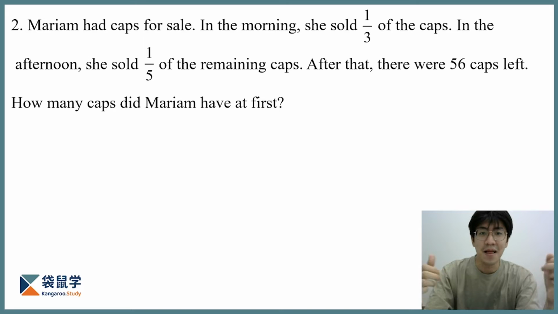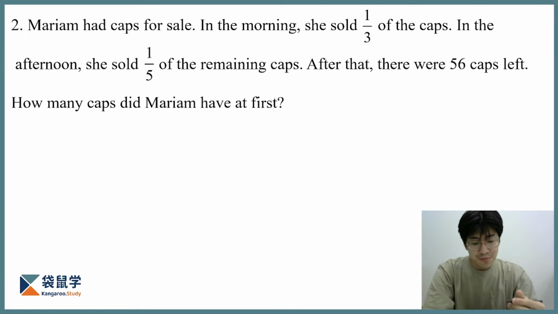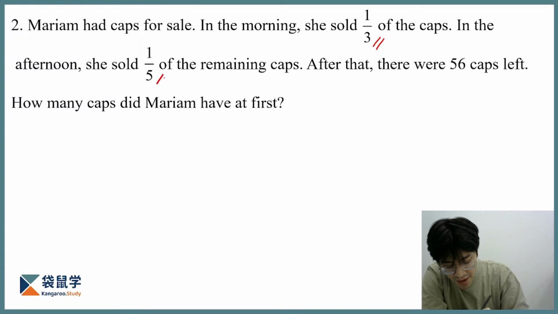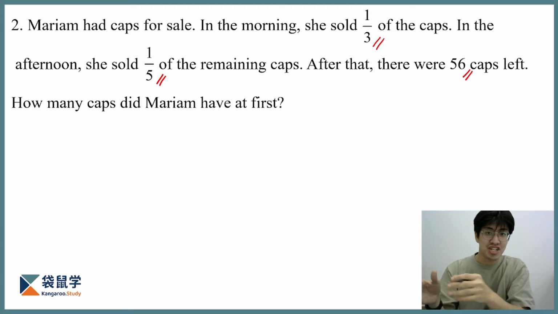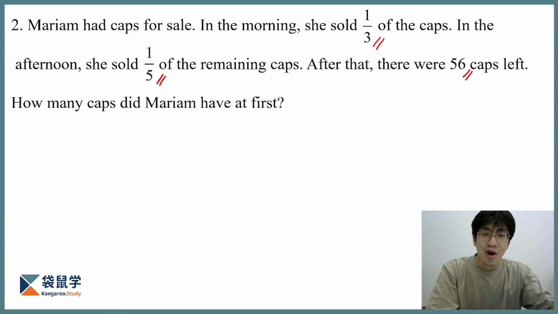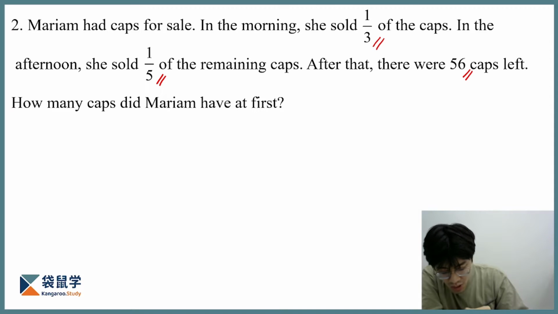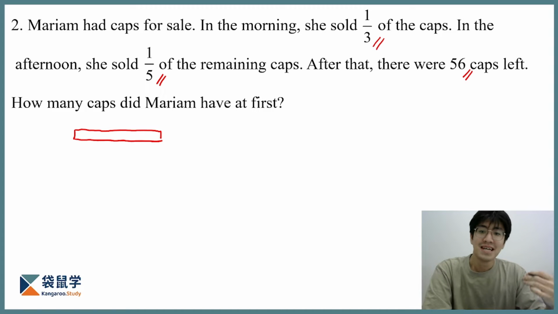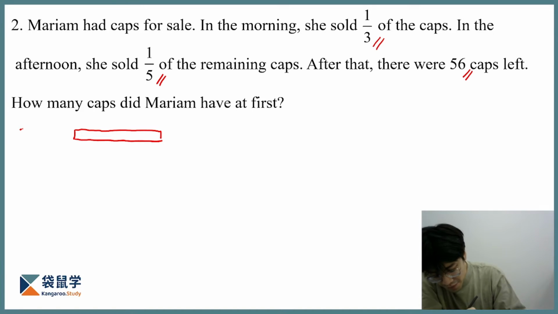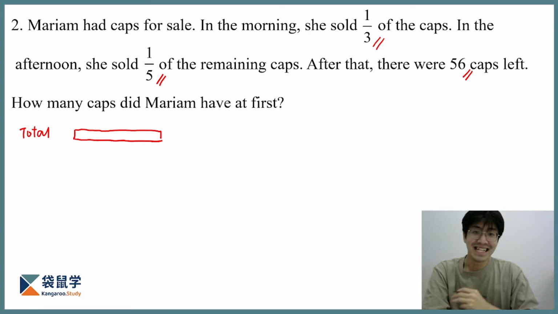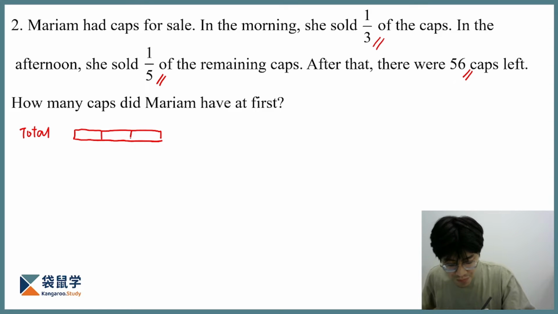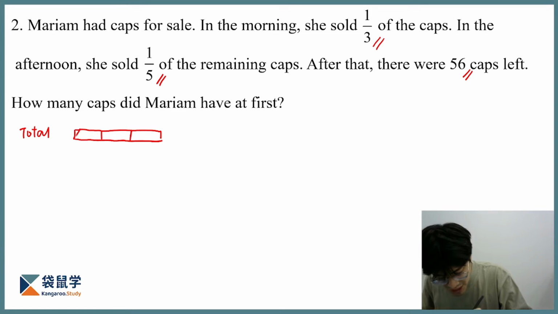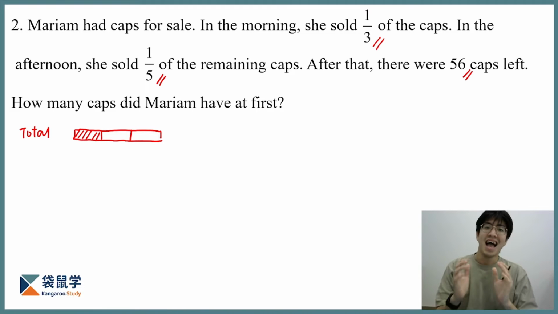Let us first start by analyzing this problem. Well, in this problem, we see that we have fractions and parts. So whenever you have a word problem consisting of fractions and parts, what can we do? We can draw a model. So let me draw out a model. This is going to be the total number of caps of Mariam. And since Mariam sold 1/3 of the total caps, I can divide this into 3 parts. And let me cross out the first part to show that this part has been sold.